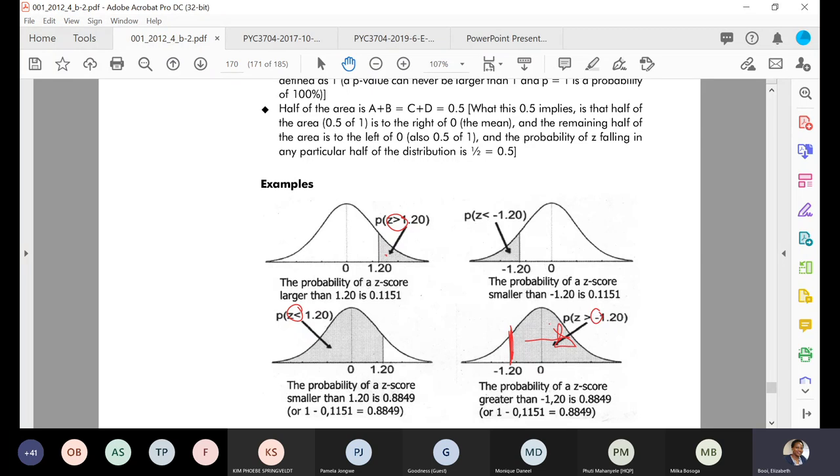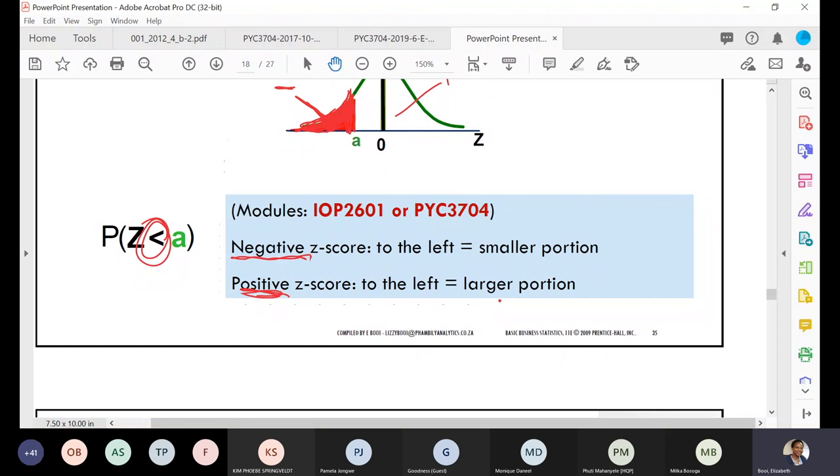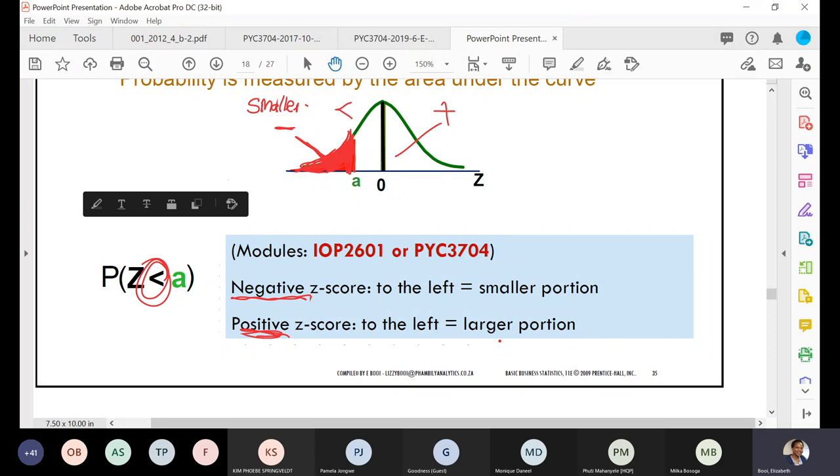So I'm guessing I am confusing you by only shading the side where the sign is, but I'm still applying the same logic. Let's take the less than. If your Z value answer is negative, then we're going to look at the smaller portion. If it's greater than, so if it's bigger, I needed to change the shading. Instead of shading this for a positive, I should be shading from here to there.